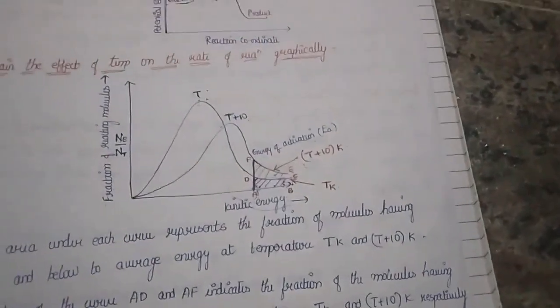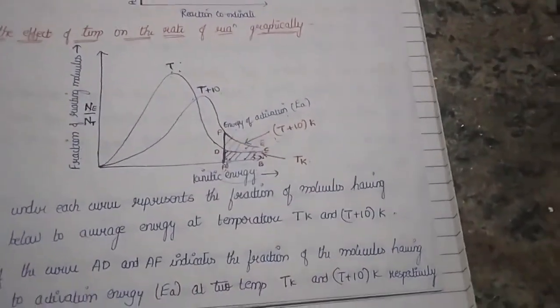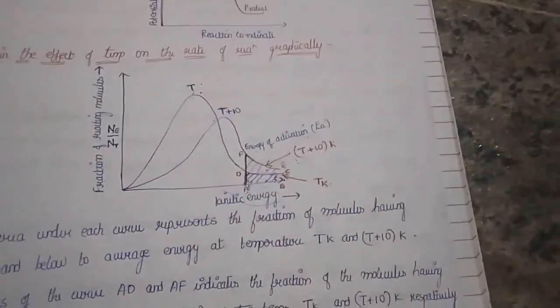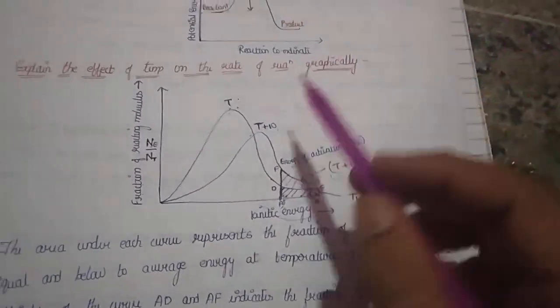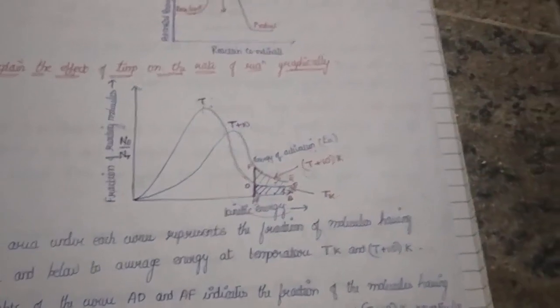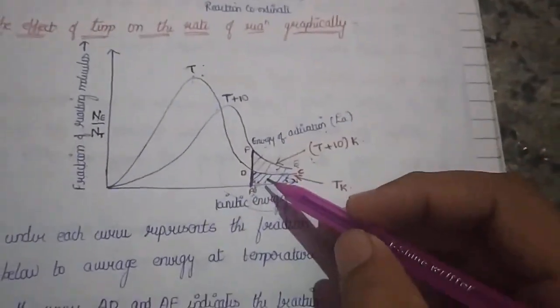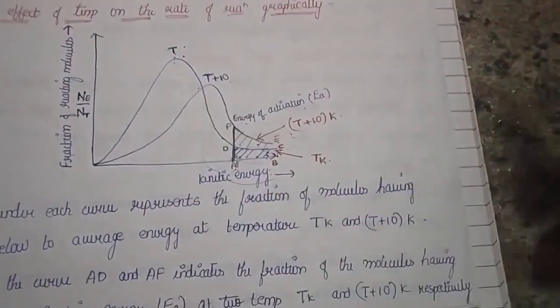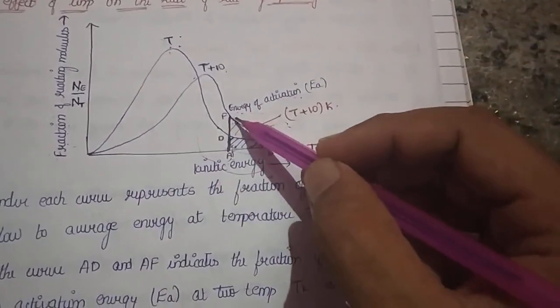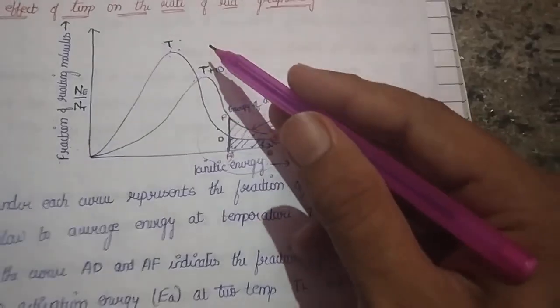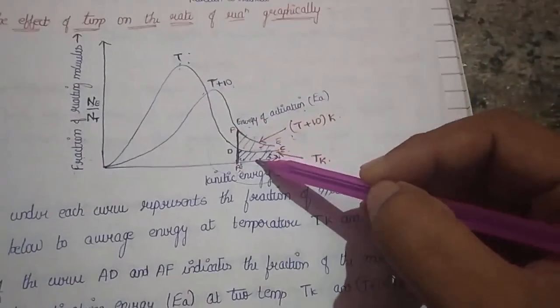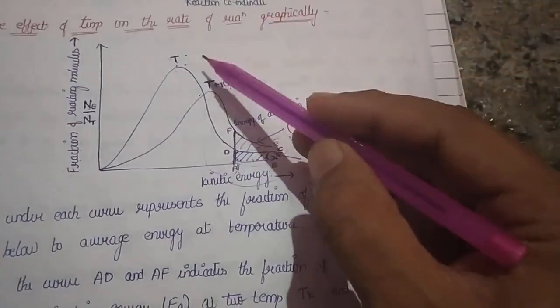So this is what we can explain graphically about the concept of the temperature coefficient. In temperature coefficient, what did we know? With every 10 Kelvin rise in the temperature, the rate of the reaction nearly doubles or triples. Of course, in this case it is doubling. Why is it doubling? Because whatever the area we are seeing over here with respect to the curve of T plus 10 Kelvin, it is two times more than that of your T Kelvin curve.